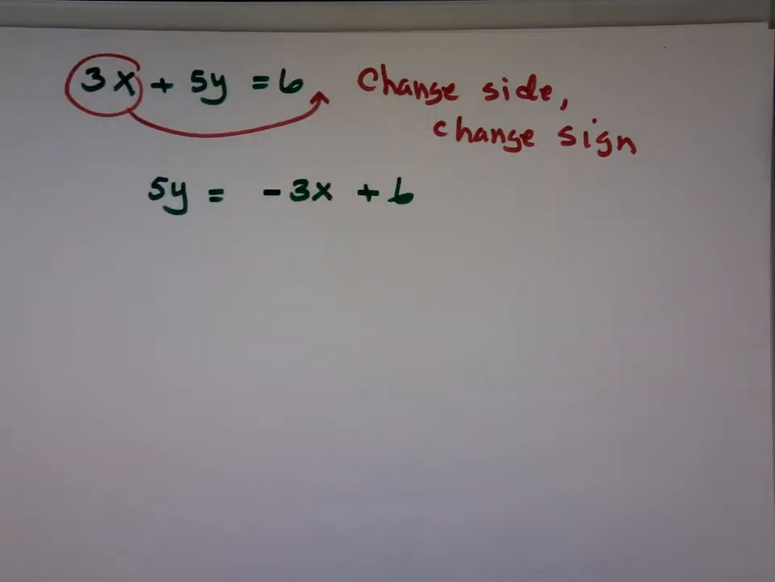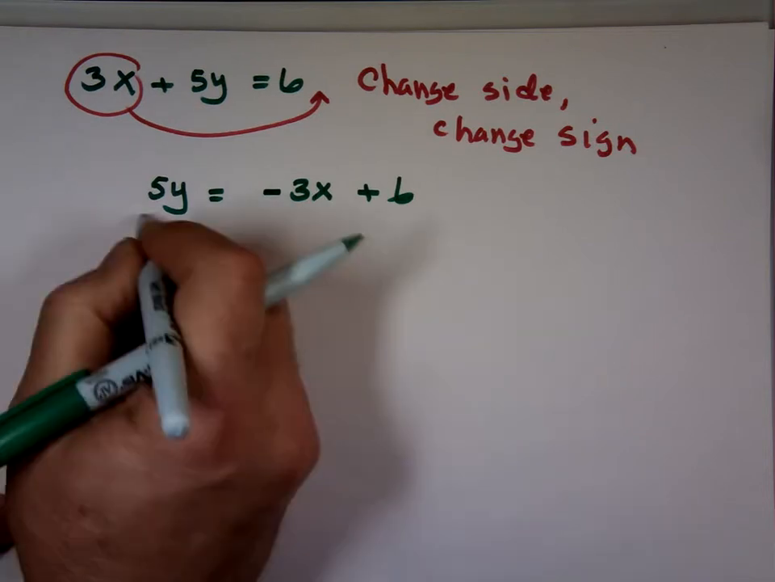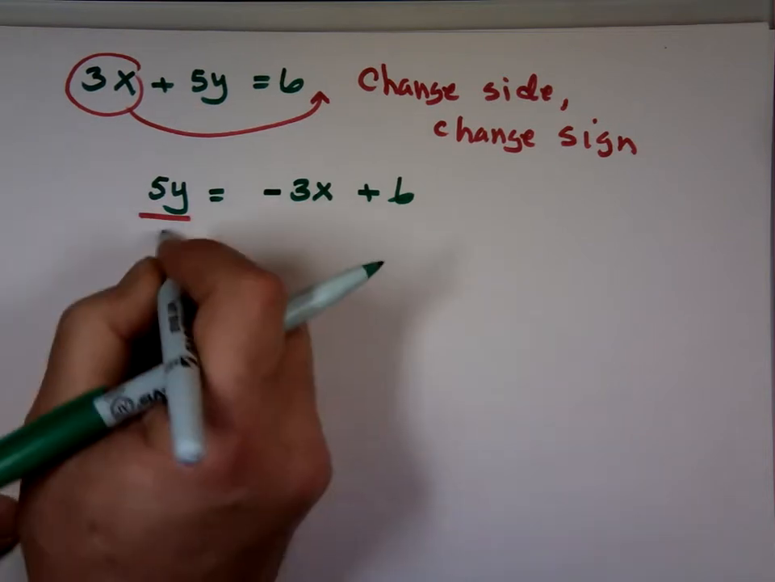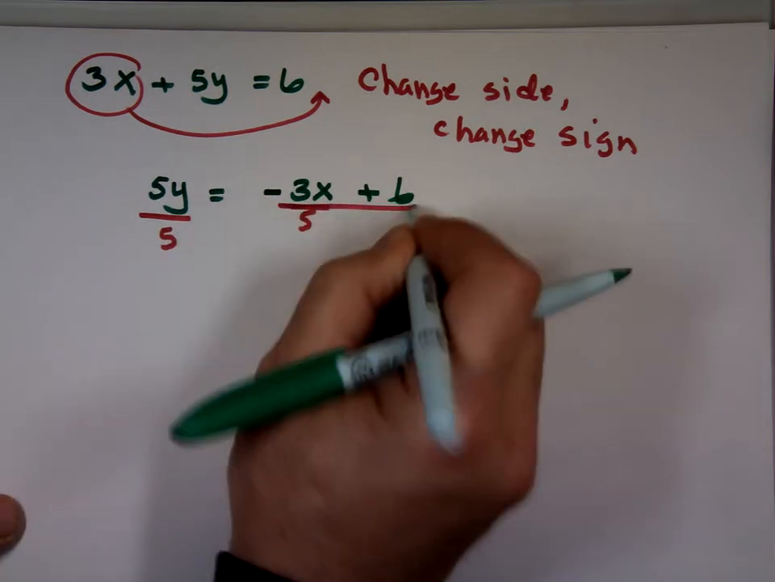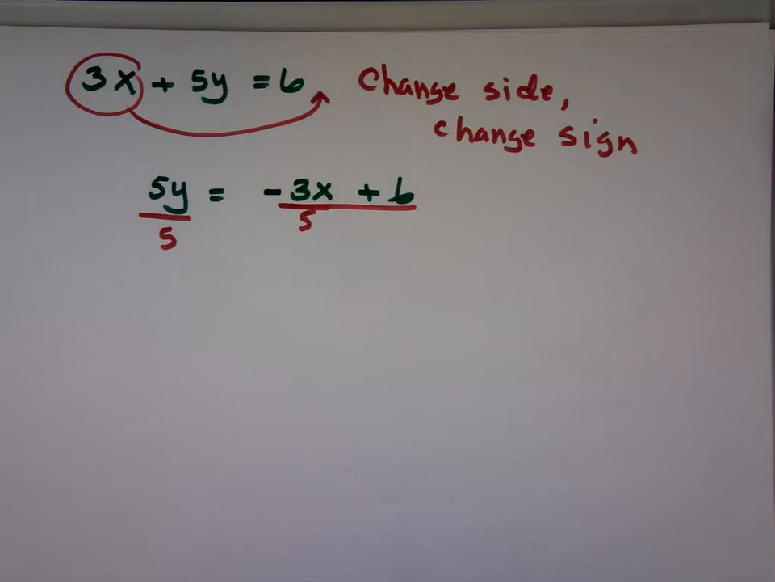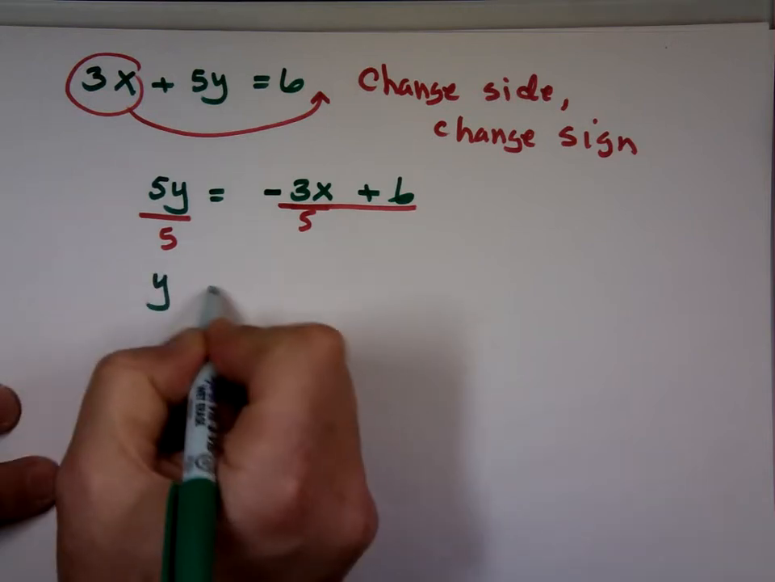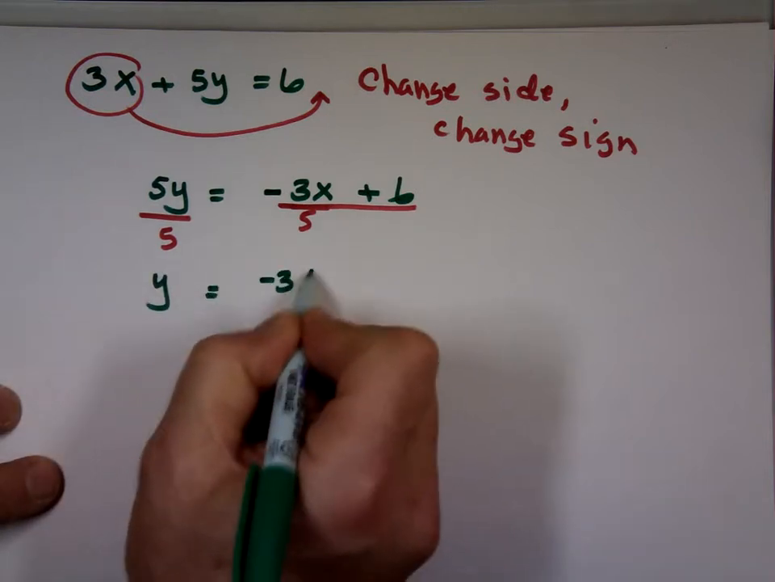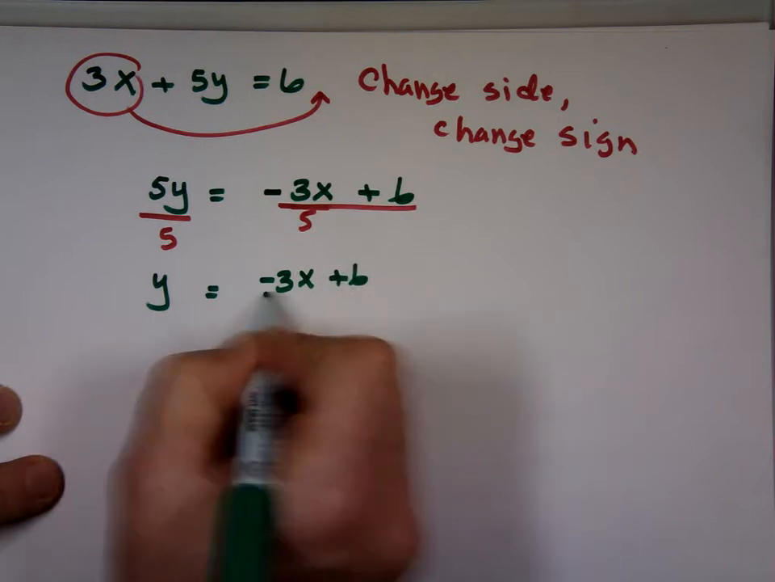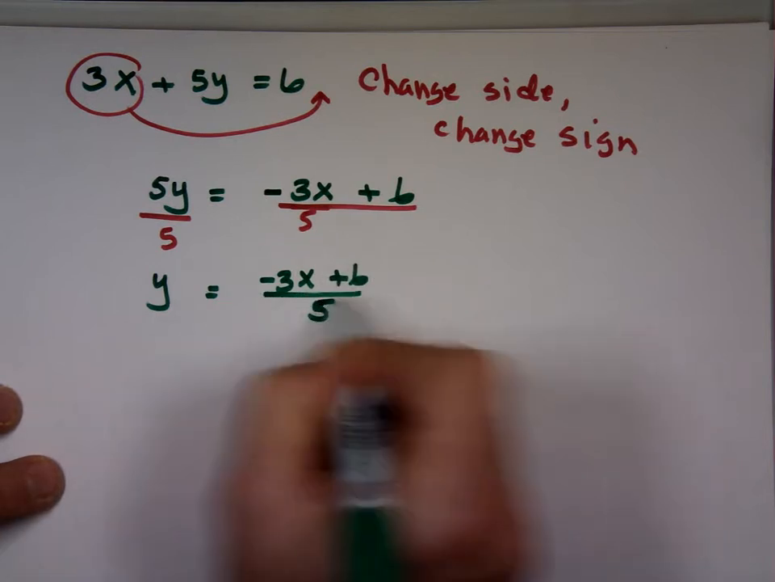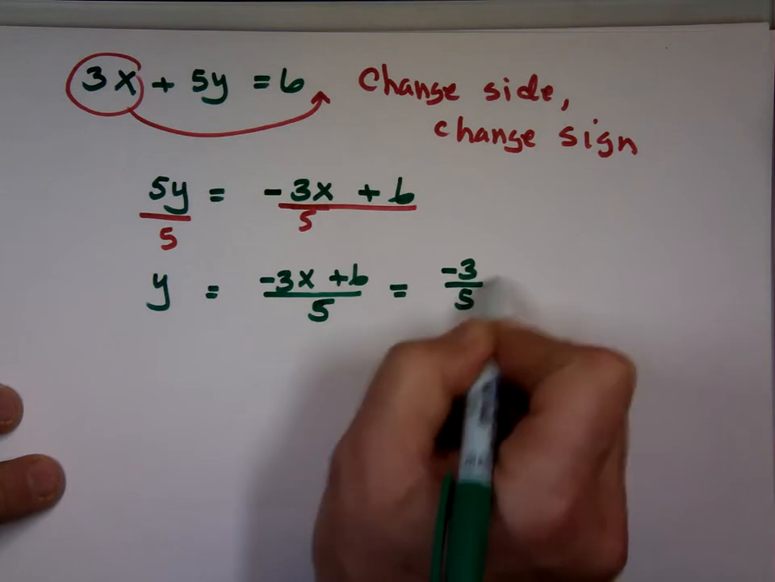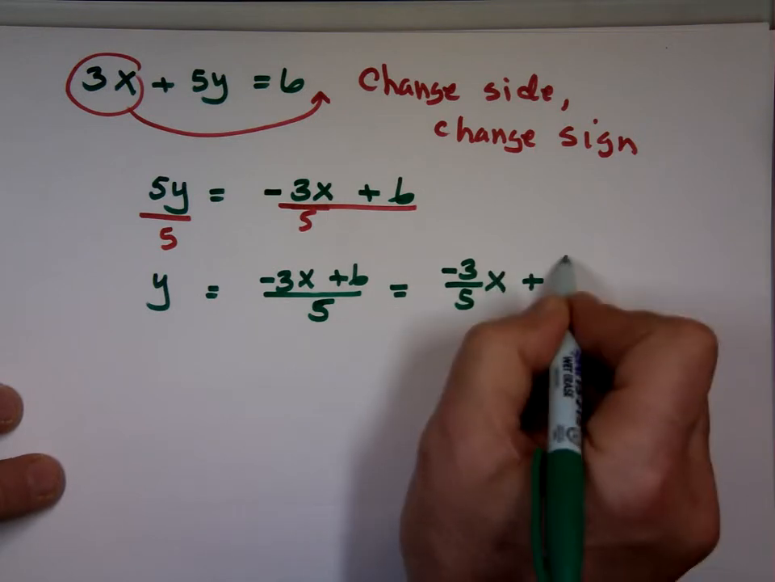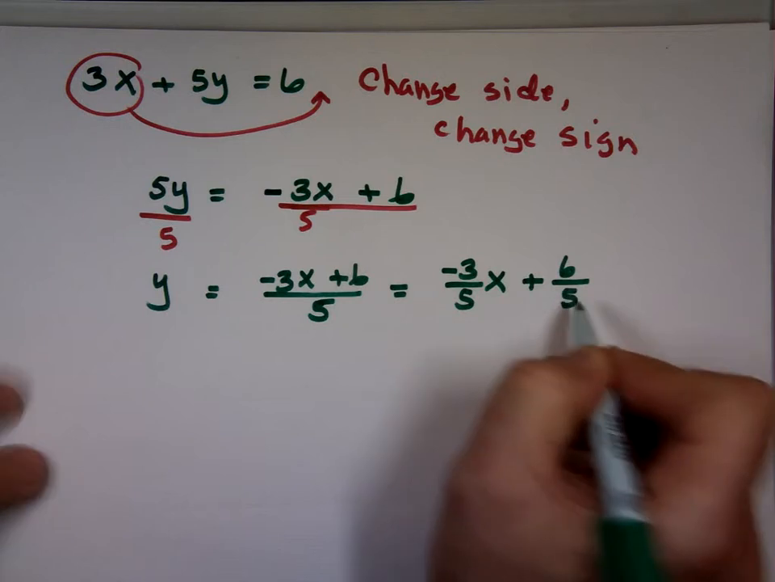Now I want to solve for y. To solve for y, you got to divide this side by what? By 5. I can do it like this, the whole thing. So y equals negative 3x plus 6 over 5. Or if you want, you can break it down to two parts. Negative 3 over 5x plus 6 over 5. Either way.